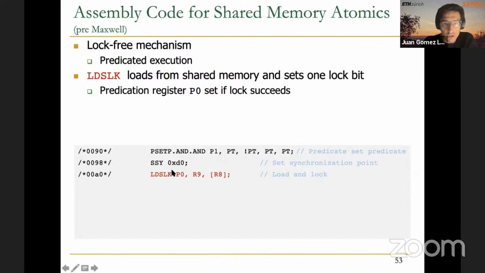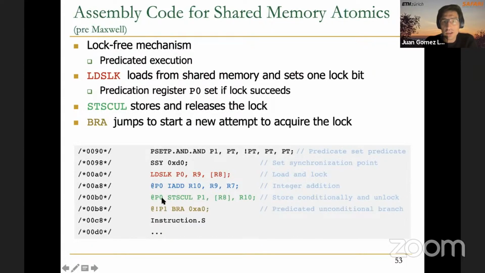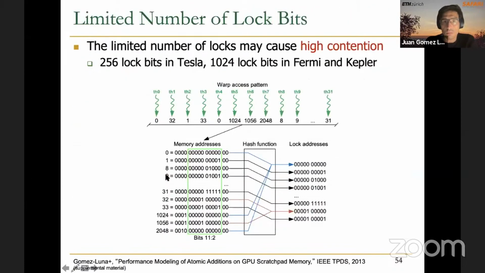So this returns 0 or 1, and based on that we will execute the integer addition and the store operation or not. And the store operation, as you can see on the screen, stores the value that we contain here in register 10, if the predication register is 1, obviously, and then unlocks the lock bit and releases it so that other threads can attempt to acquire the lock again after this branch instruction that takes them to the beginning of this loop.